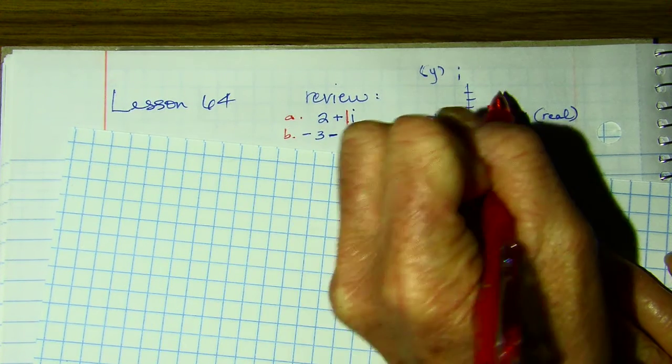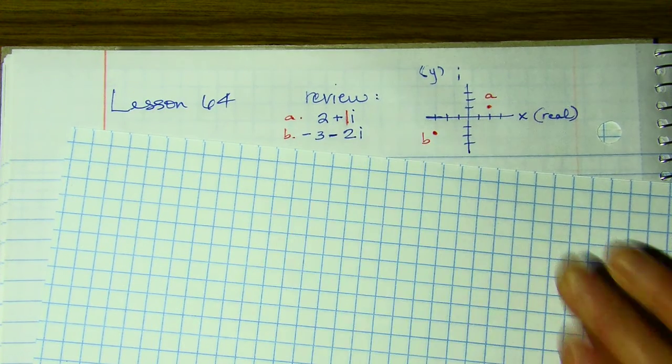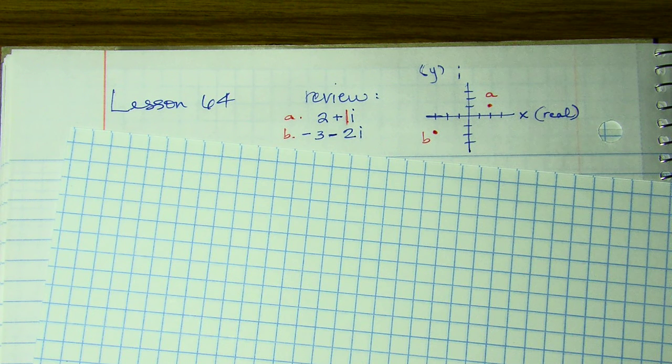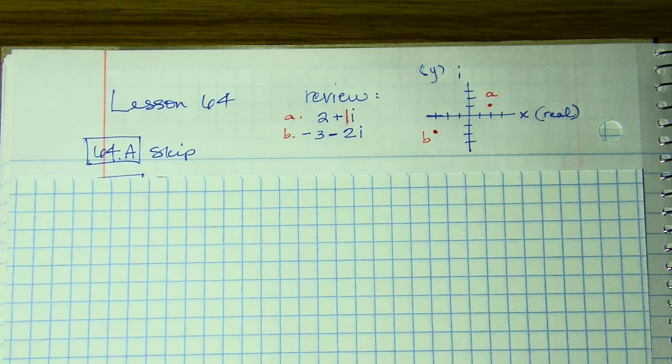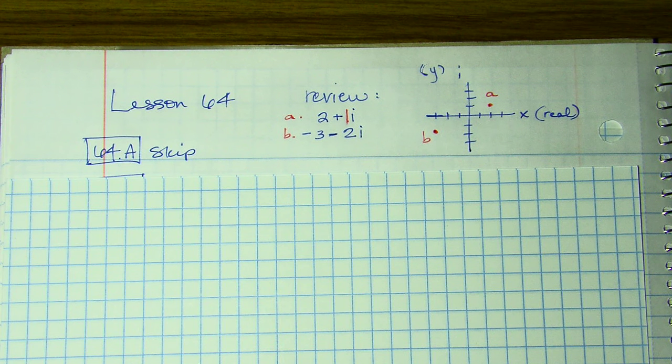Let me label these. So this is A and this is B. So that is a review. We are going to be working with complex numbers today. So 64.A, there's really no work in that. They just go over how complex numbers look very similar to rectangular coordinates. That's all 64.A covers.